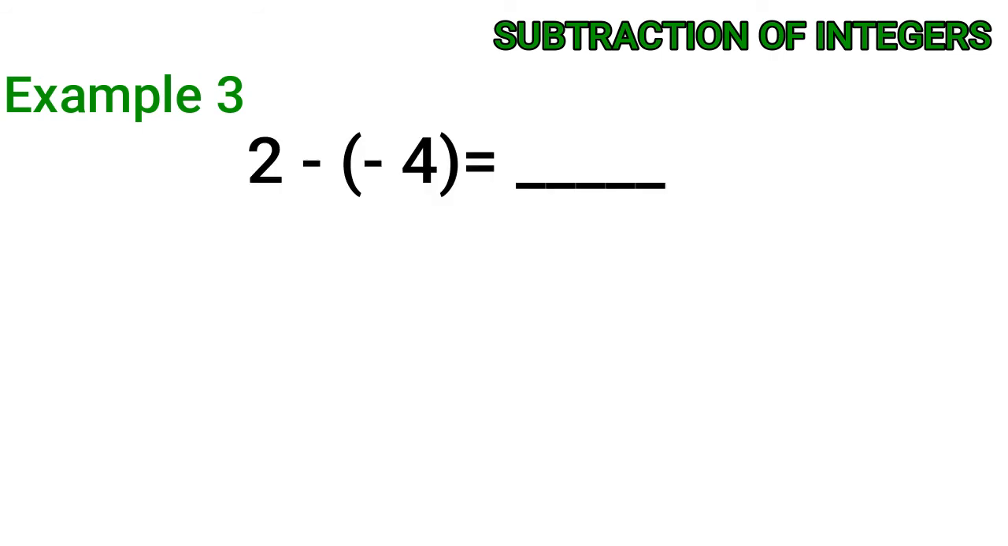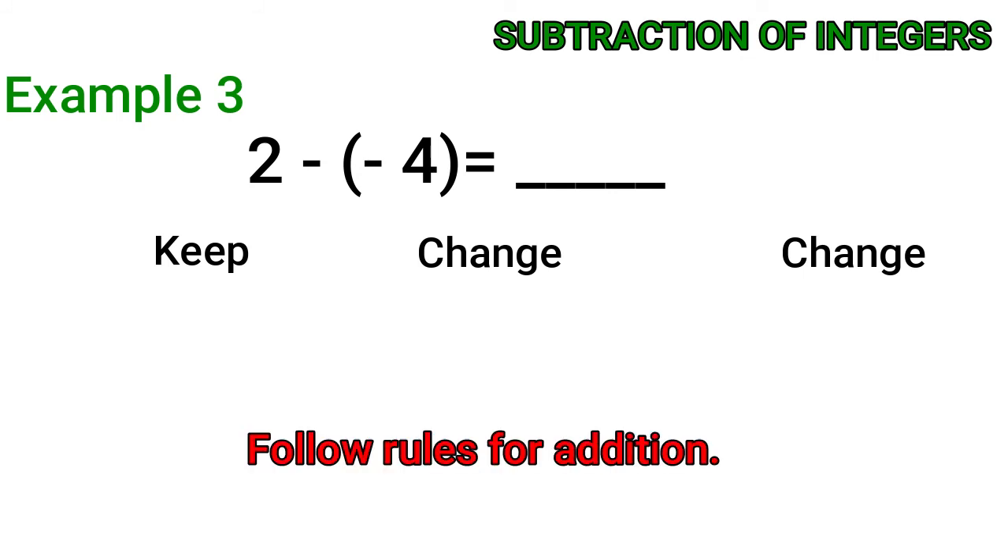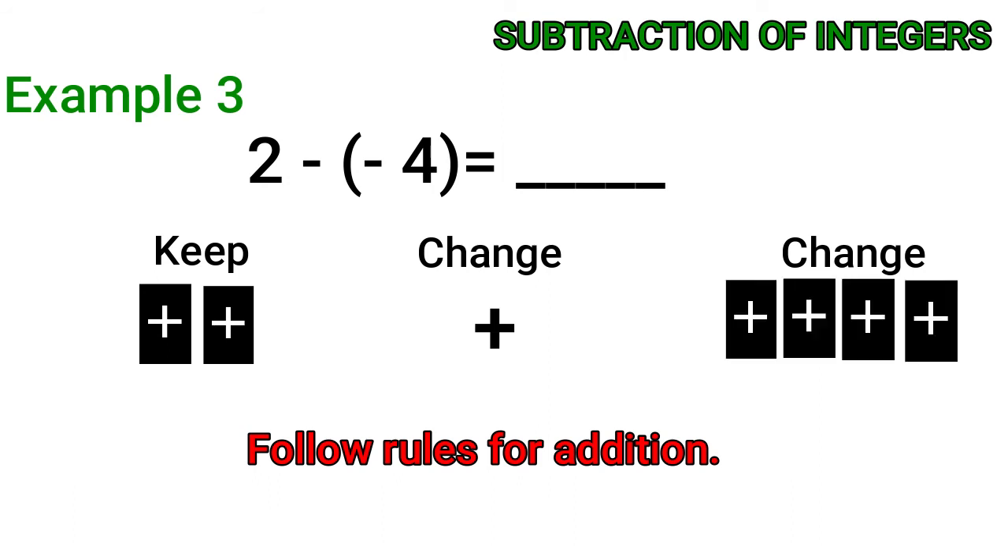Example 3. 2 minus negative 4. By KCC and the addition rule, we have 2 plus positive 4. By using tiles, 2 positive tiles plus 4 positive tiles. Add the 2 sets of tiles, then count. Therefore, 2 minus negative 4 is positive 6.